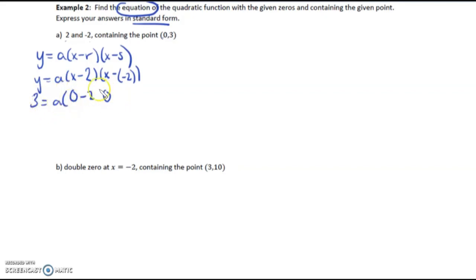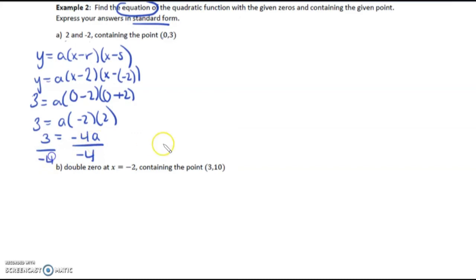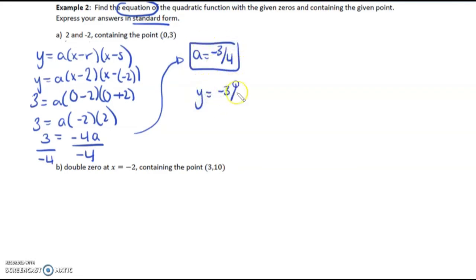So 3 equals a, 0 minus 2, 0 plus 2. Then we simplify. We get negative 2 times 2, so it's negative 4. Then we divide out. So we get a equals negative 3 over 4, and our equation is going to be y equals negative 3 over 4, x minus 2, x plus 2.